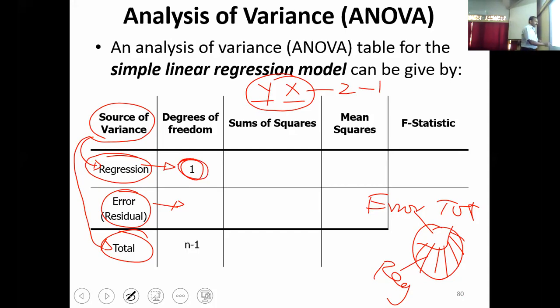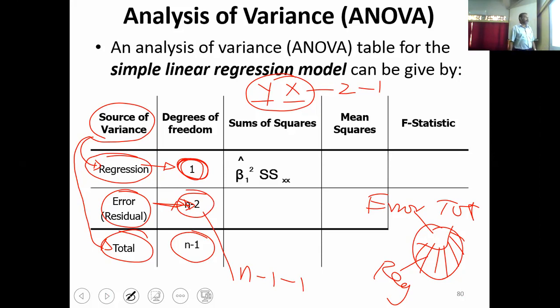What is the total degrees of freedom? N minus 1. In general, total degrees of freedom is N minus 1. The total number of observations is N, so N minus 1. So what is the degrees of freedom of error? Error degrees of freedom is N minus 1 minus this 1. So ultimately it is N minus 2. Error degrees of freedom is N minus 2. Okay.